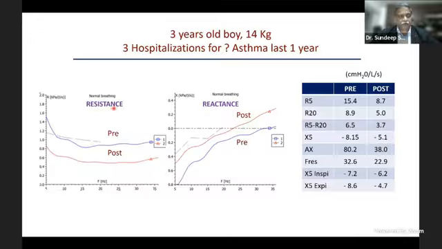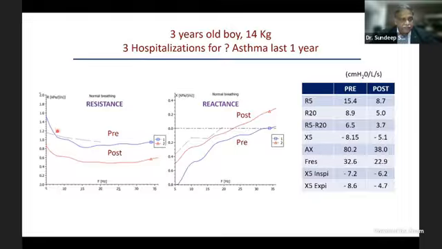Now, this is a report for resistance and reactance. You can see here, this is kilopascals per liter per second. So this is a test that we did on the impulse oscillometry. Blue is pre-bronchodilator, red is post-bronchodilator. I have converted the kilopascals into centimeters of water by multiplying by 10.197.